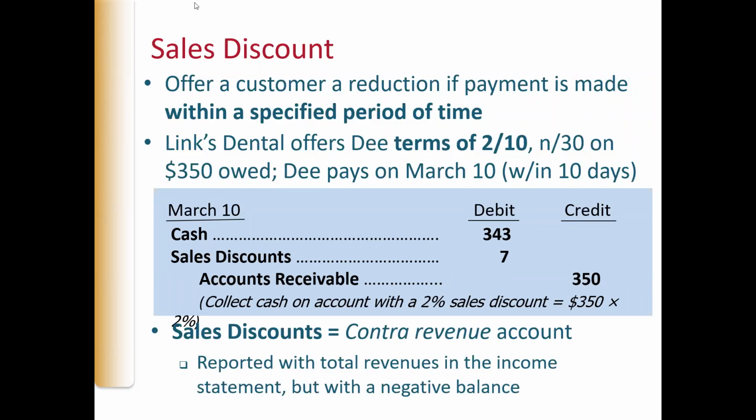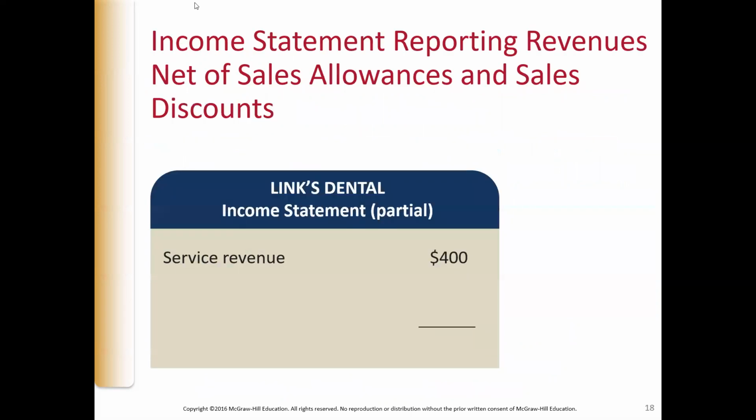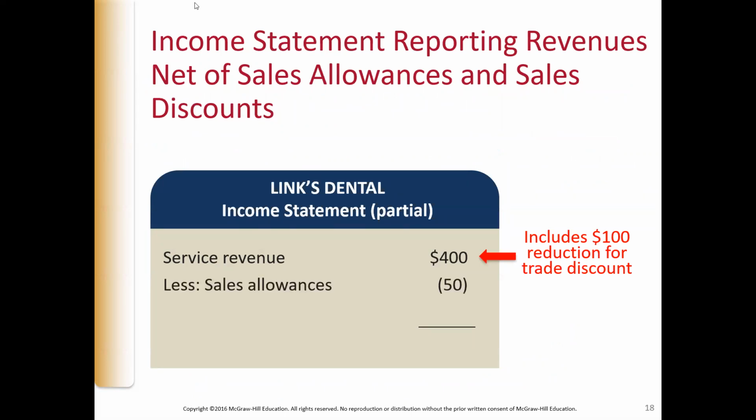This also is a contra revenue account. We report this alongside total revenues. But since sales discount is a debit normal balance, we're going to report that as a negative balance along with our revenues. So here is a picture of what an income statement can look like when we're dealing with sales allowances and sales discounts, as you see right here.